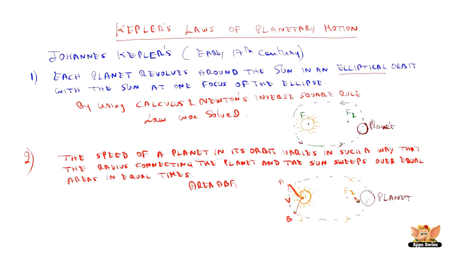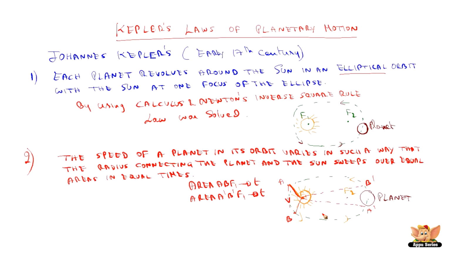And when the planet is at position, let's say B bar, as it is moving from A bar, now the area is A bar, B bar, F1. Both of them take equal times to cover this distance. Equal areas A B F1 is equal to A bar B bar F1 in the same time. That is what his law establishes.